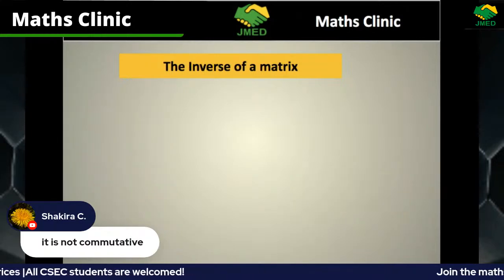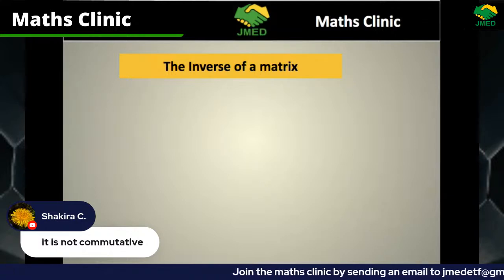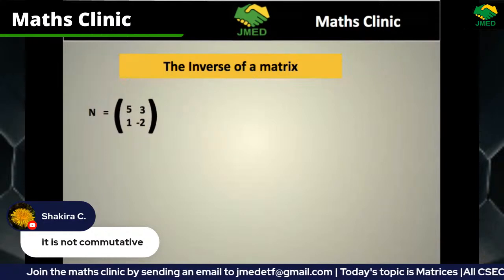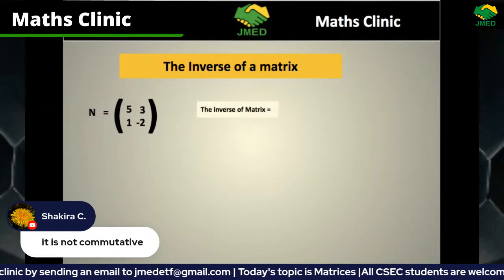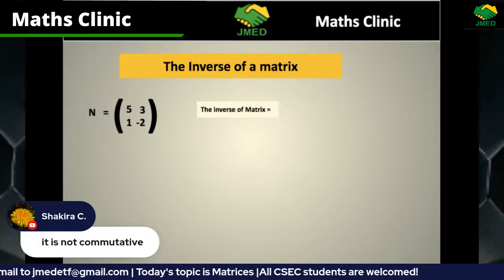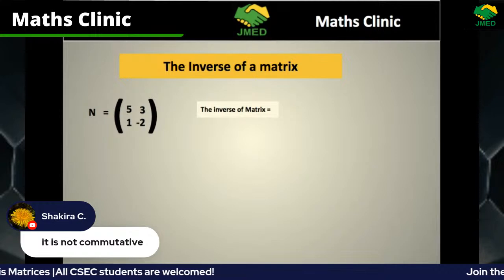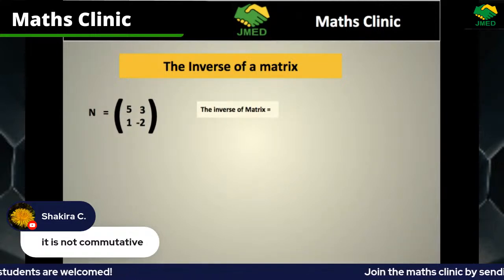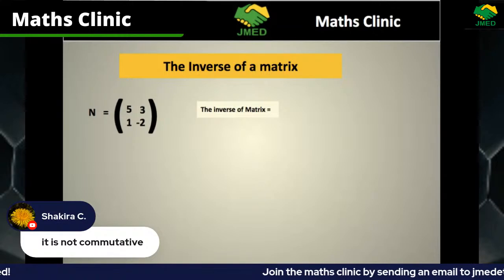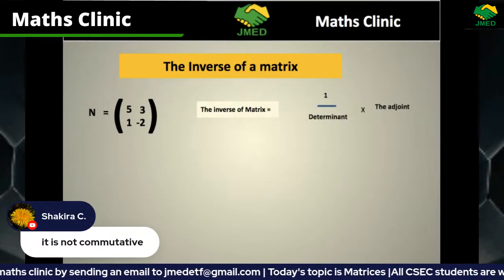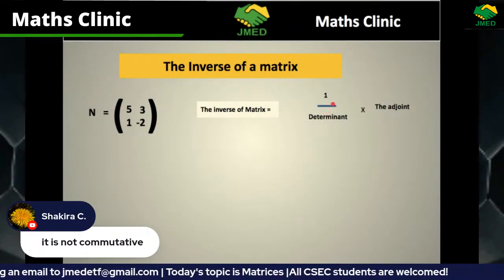Now the final concept is the inverse, and then Mr. Fullerton will have his time. So we have a matrix, 5, 3, 1, -2. Now the inverse of a matrix is really just a combination of the determinant and the adjoint. If you know how to find the determinant and the adjoint, then you'll know how to write the inverse of the matrix. You just put them together in a specific order. The formula is 1 over the determinant.